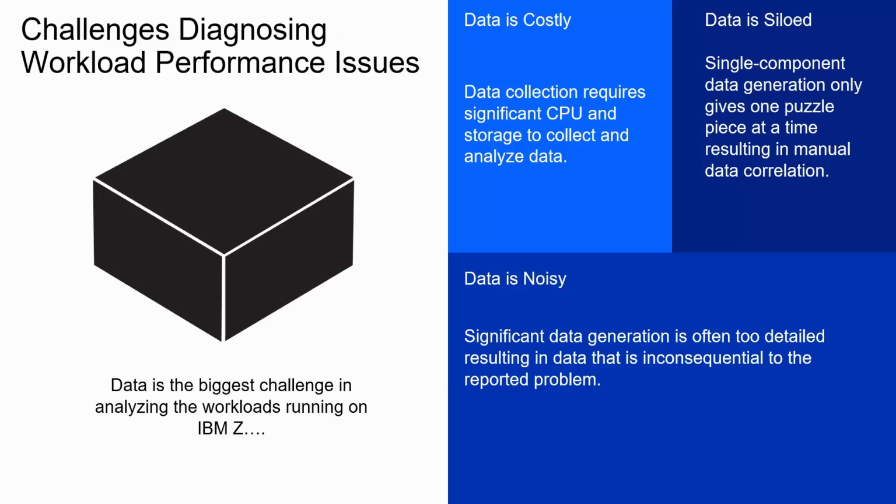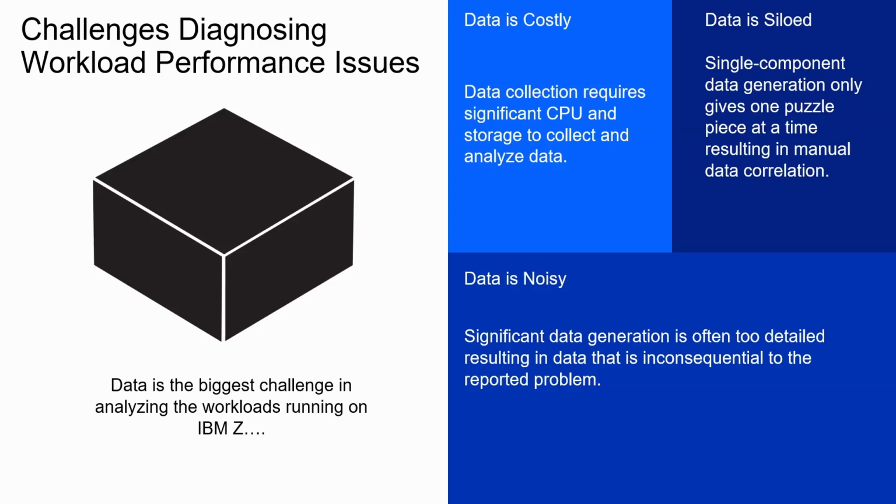So if we have workload performance issues, the biggest challenge in doing that diagnosis really is data itself. And there are really three reasons for this. First, data is costly. To collect a large amount of debug and trace data, it takes a lot of CPU and a lot of storage to collect and analyze that data. Next, data is siloed, so we can turn on CICS 110 transaction records and get an awful lot of information there, but we don't see what's going on in Db2 at that same time, or what's going on in the OS, or what might be going on in IMS or MQ.